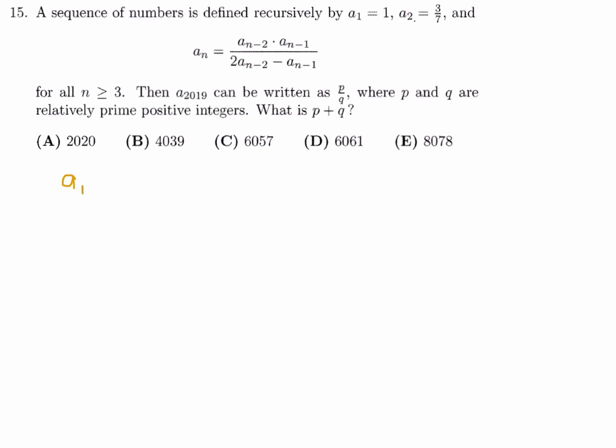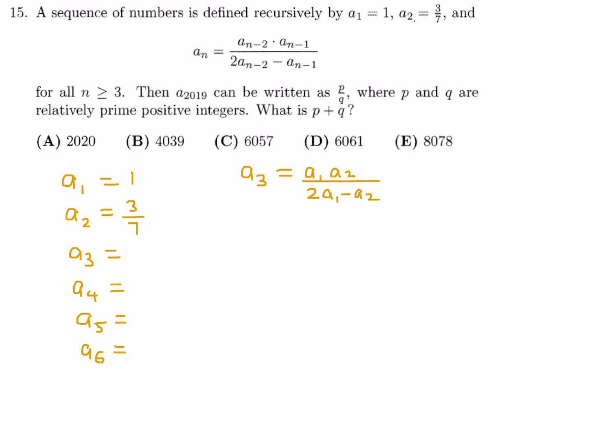All right, so we got a little bit of math to do here. The first 2 they gave us, so we've got to figure out A3 and so on. And as always with these kinds of questions, your hope is that eventually you'll see some sort of a pattern, and then you can extrapolate that pattern until 2019. All right, so here we go. Let's figure out A3. And remember, we're just using that formula right there, no tricks. That's going to be A1 times A2 over 2 times A1 minus A2. So that's going to be, in our case here, 1 times 3 over 7 over 2 times 1 minus 3 over 7. And when you do that math, you will get 3 over 11.